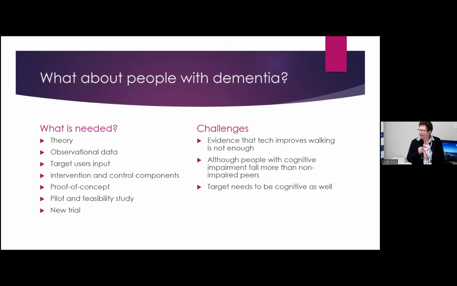So the challenge here is that evidence that tech improves walking is not enough. So what? That's not the main problem that people with dementia have. Although people with cognitive impairment fall more than their unimpaired peers, the target needs to include cognition.